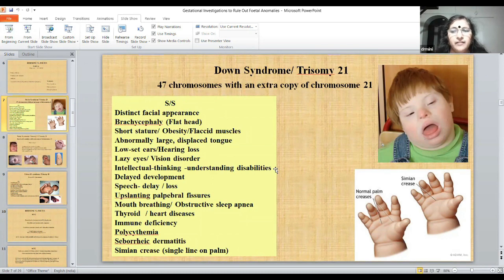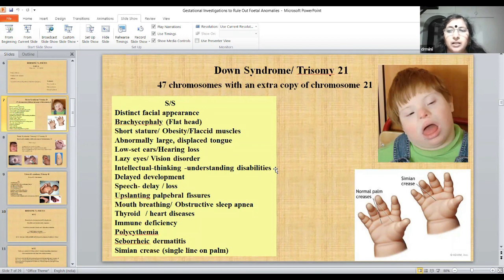And a Down's child, we all know, has signs and symptoms like a distinct facial appearance. The face itself denotes that it is a Down's. Brachycephaly means the head will be flat. Short stature, obesity, flaccid muscles: the child will be a dwarf, obese, and the muscles will be flaccid. Abnormally large, displaced tongue, like in the picture. Low-set ears; ears will be small and hearing loss will be there.